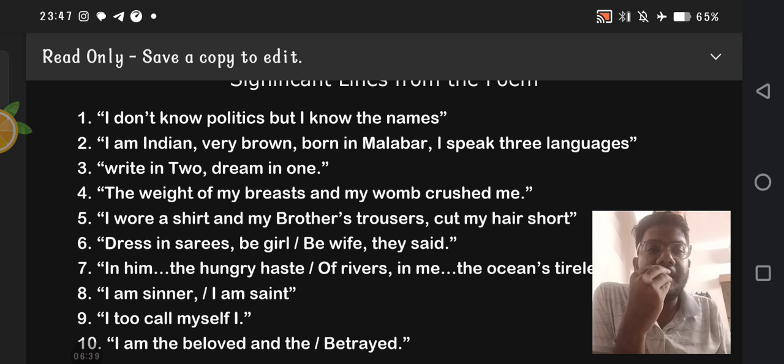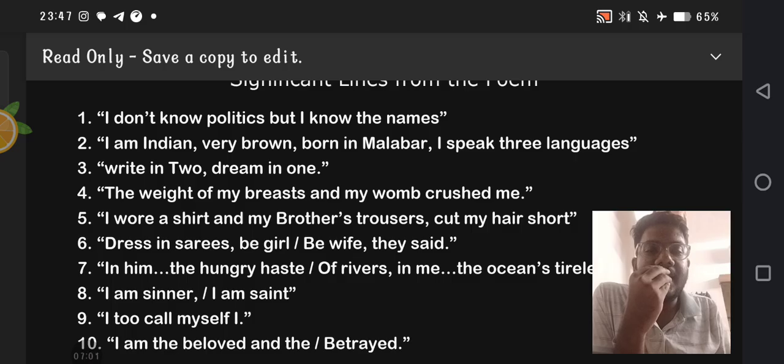"I wore a shirt and my brother's trousers, cut my hair short." So this line represents the defiance to the norms and conventions established in the society, societal non-conformity. "Dress in saris, be girl, be wife, they said." So this is the traditional look which the society expects from Kamala Das.